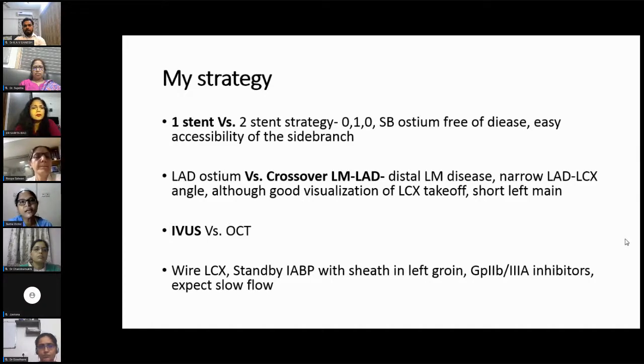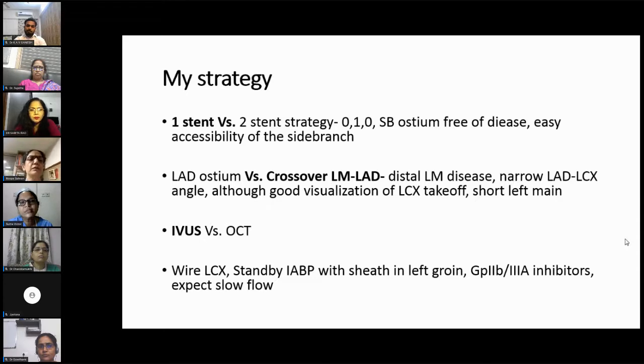So this was my strategy. First, the patient was hemodynamically stable at that time. So I've seen the patient on the table, pressures are okay, noradrenaline is going on, some little bit of dopamine, fluids, and so I've seen the angiogram and I've decided whether one stent strategy versus an upfront two stent strategy.